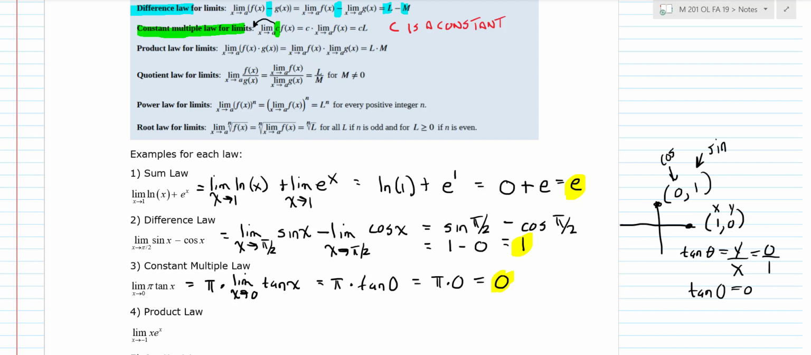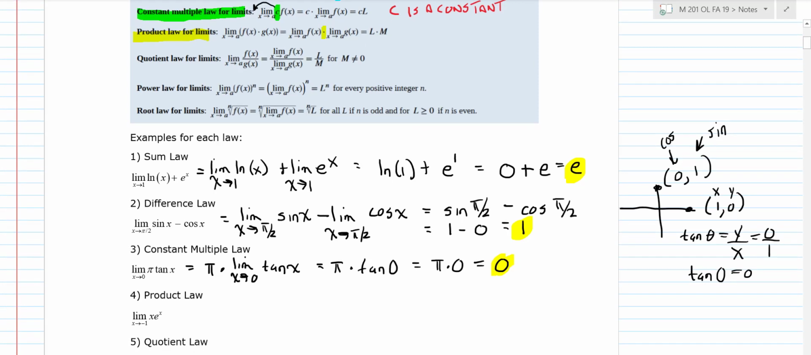Okay, so the next thing I'm going to look at is the product law. The product law says if you have the limit of the product of two functions, then you do the limit of the first function f of x, the limit of the second function g of x, then multiply together. The value of the first limit is L, the value of the second limit is M. You end up just multiplying those two things together. So let's do one example on this then.